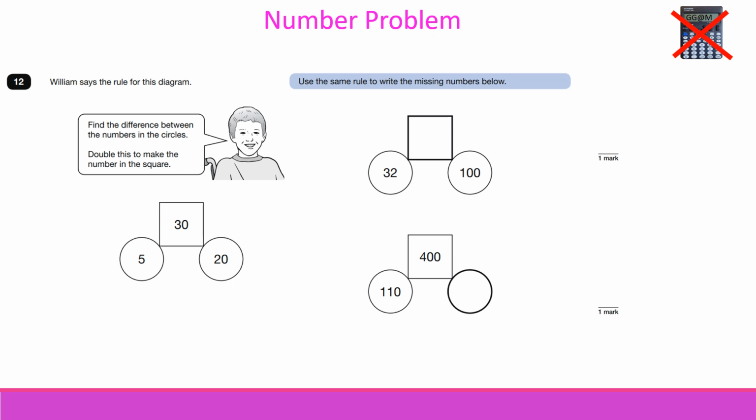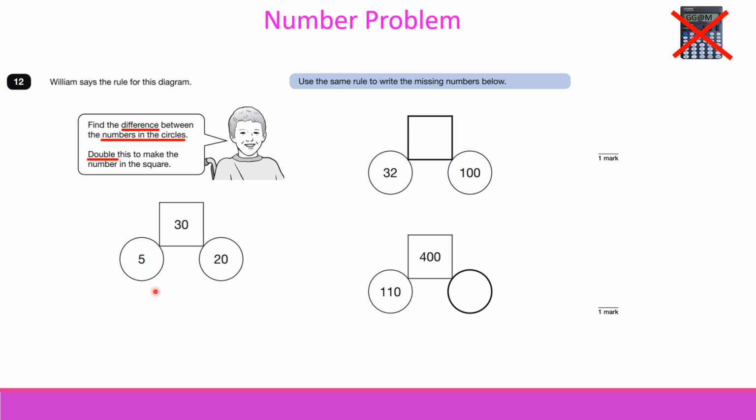This is a number problem, and there are a few words on this question, so you need to make sure you read the words carefully so you understand exactly what you have got to do. So you've got a little boy here, and he says he's got a rule for the diagram. You can see in the diagram you've got 2 circles and you've got a square in the middle. Now he says if you find the difference between the 2 numbers in the circle, you've got to find the difference between them. That means subtract. So for example, in this case here, 20 take away 5 is 15.